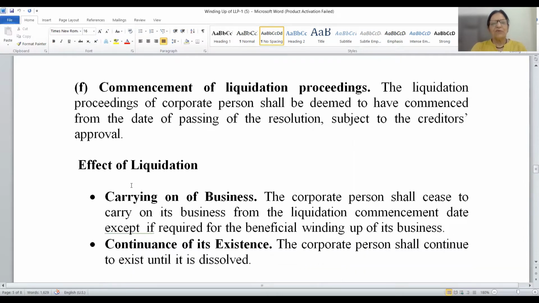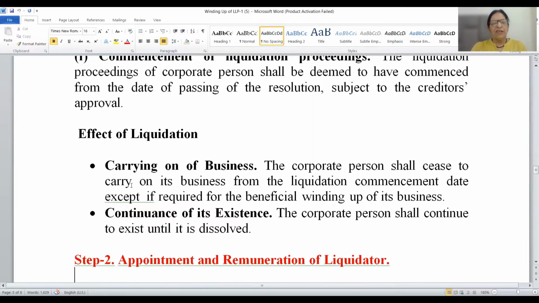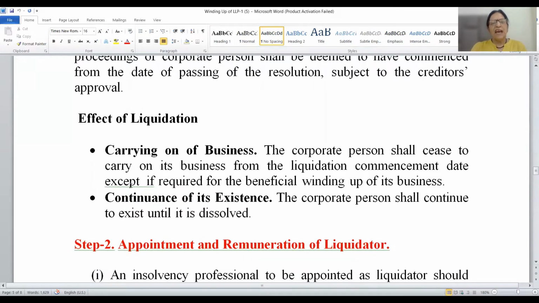Now, the question arises, what is the effect of liquidation? I would like to discuss the effect of liquidation now. The very first point is carrying on of business. The corporate person or the LLP shall cease to carry on its business from the liquidation commencement date, except if required for the beneficial winding up of its business. Whatever is required for the beneficial winding up of its business, that only the LLP will carry on. Other activities will not be allowed to the corporate person.